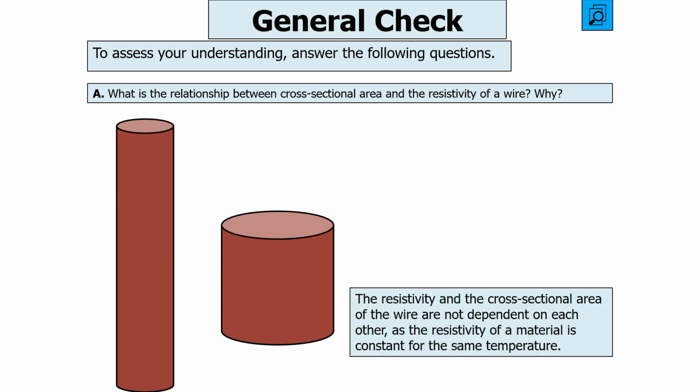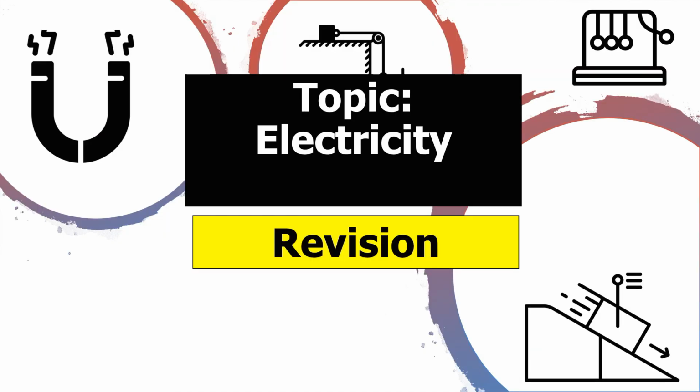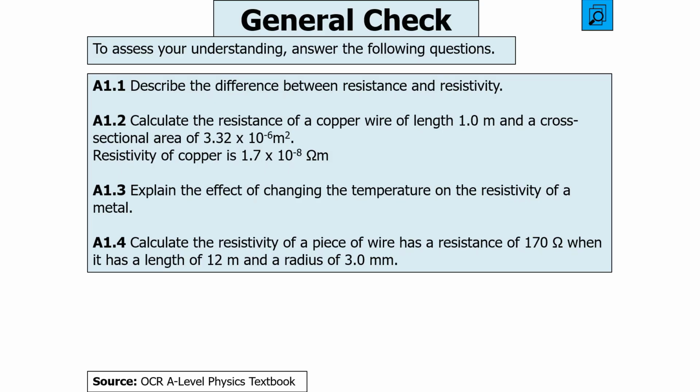Now, the resistivity and the cross-sectional area of a wire are not dependent on each other, as the resistivity of a material is constant for the same temperature. So now we've looked at the general check questions on this concept, let's have a look at some exam-style questions. So to start us off, describe the difference between resistance and resistivity.